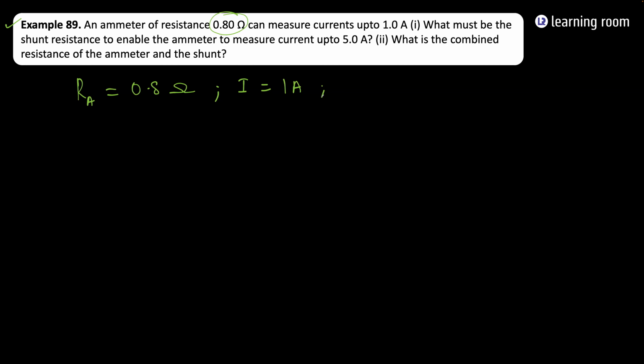Now, this ammeter of resistance 0.8 is able to measure the current till 1 ampere. Right? They didn't ask what should be the resistance of the ammeter to measure the current up to 5 ampere. Rather, they asked what should be the shunt resistance that you need to connect to ensure that the value of current is increased to 5 ampere. Right? How to solve this?